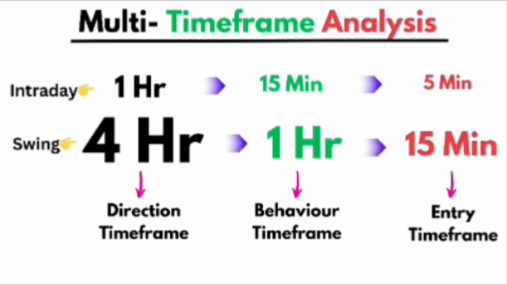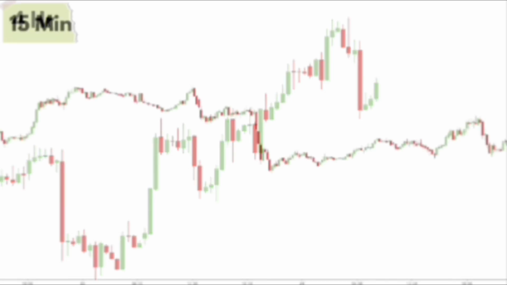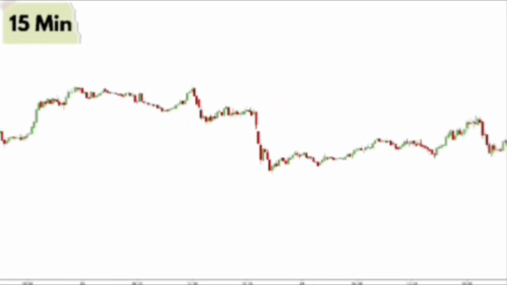Now let's begin our multi-time frame analysis. The first thing we'll do is switch to the 4-hour chart to determine the current market direction. The biggest advantage of using the 4-hour time frame is that it clearly reveals the overall market structure. If we were looking only at the 15-minute chart, it would be difficult to identify the real direction because the price constantly moves up and down. That's why higher time frames provide a much clearer perspective.